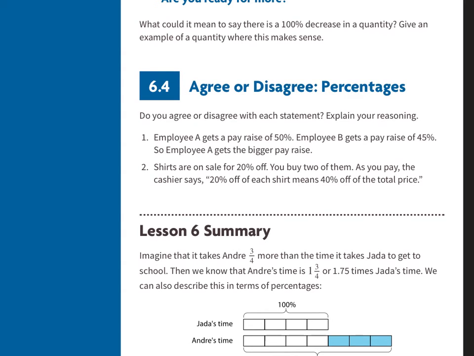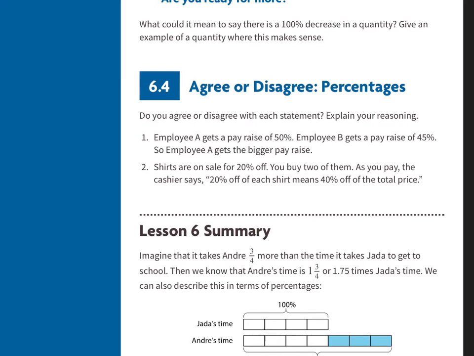Okay, so it just depends on how much money they're making. If they're making the same amount, yes. If they're making different amounts, it depends. Number 2 says, shirts on sale are for 20% off. You buy 2 of them. As you pay the cashier, 20% off each shirt means 40% off the total price. What do you guys think?